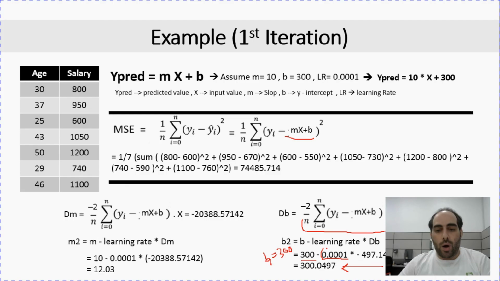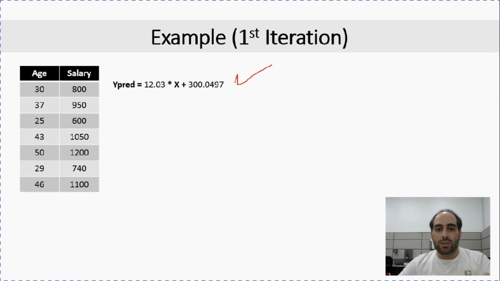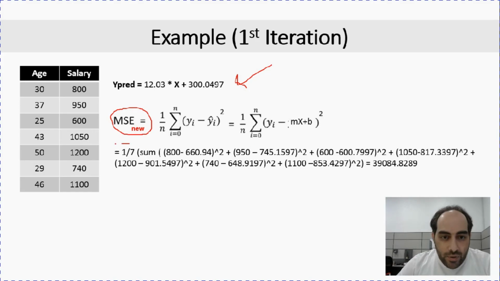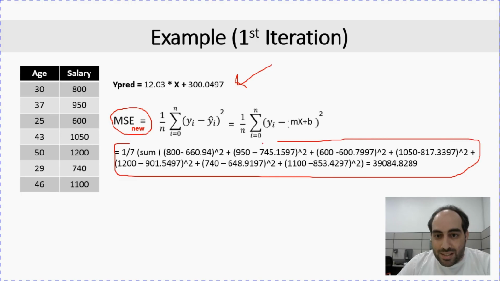What I will do now, after I got the new values of m and b, is put them again into this equation and calculate the error again, which is the new mean square error. This is for the first iteration. Fine. And if I repeat the same process, this time using this equation with the new values of m and b, I will see that the error was reduced.